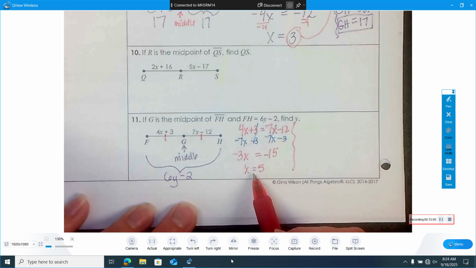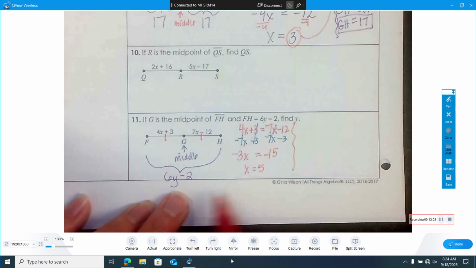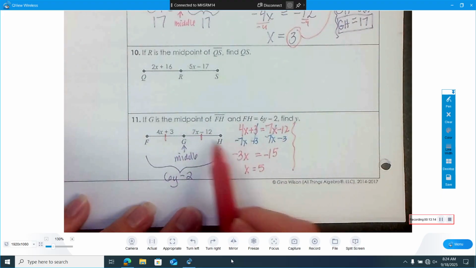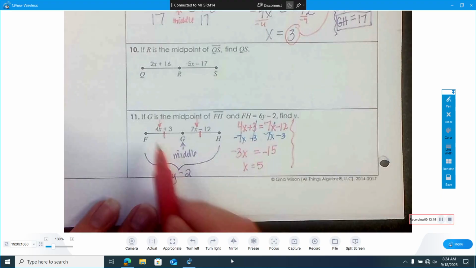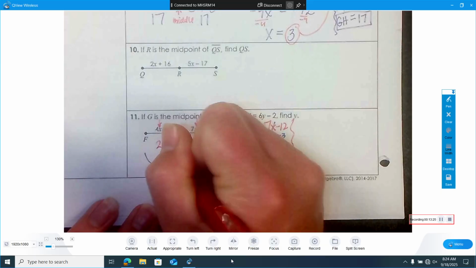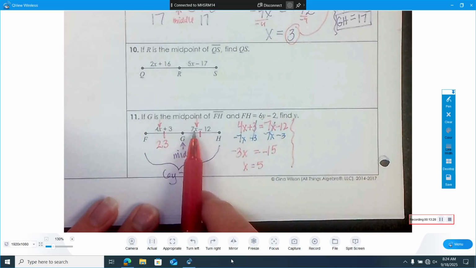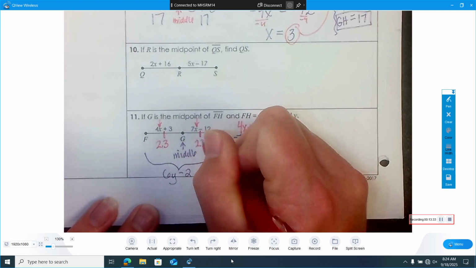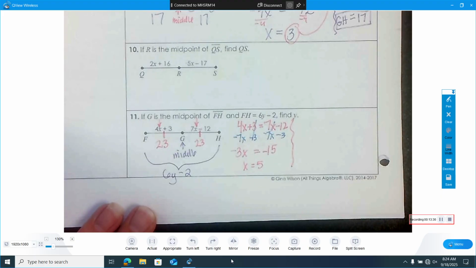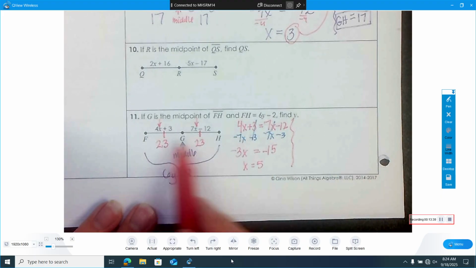Now, I know the value of x. What can I do with the value of x? Well, I can't plug it in for y because it says x is this value. Where can I plug it in? Yeah, we can plug it into one of the smaller parts for sure. We can plug it in for this x. We can plug it in for this x. They should be the same. If I plug in a 5, 4 times 5 is 20 plus 3 is 23. And if I plug it in here, 7 times 5 is 35 minus 12 is also 23. But they should be equal. I should have known that. I could have just put the 23.